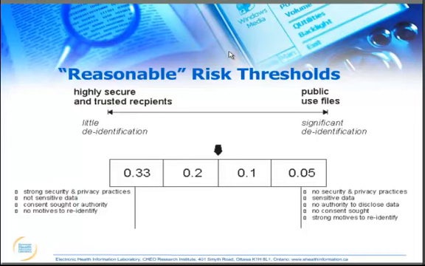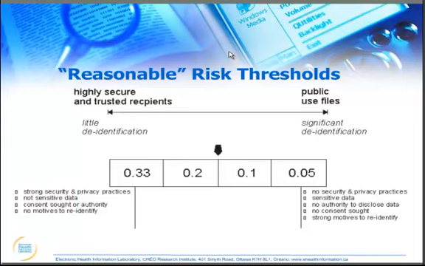Or at least you'd move that arrow towards the lower threshold as your control over the situation decreases, which would be the case in public use files. There are a lot of precedents for all these four values.